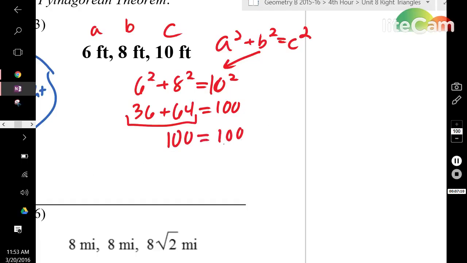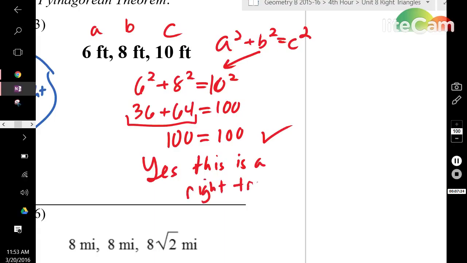These two numbers are equal. This makes this a true statement. And then you can write, yes, this is a right triangle. Now if you have 2 numbers that are not equal, making the statement not true, therefore it's not a right triangle. It could still be a triangle, just not a right triangle. But because these 2 numbers are in fact equal, making the statement true, it is a right triangle.